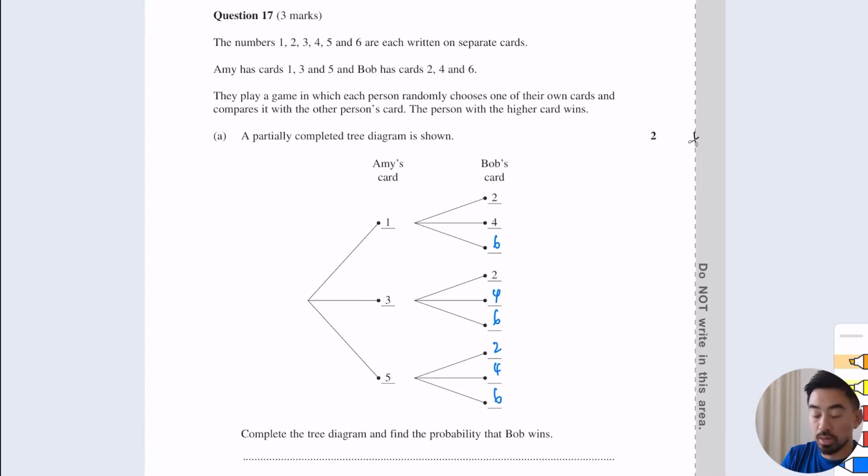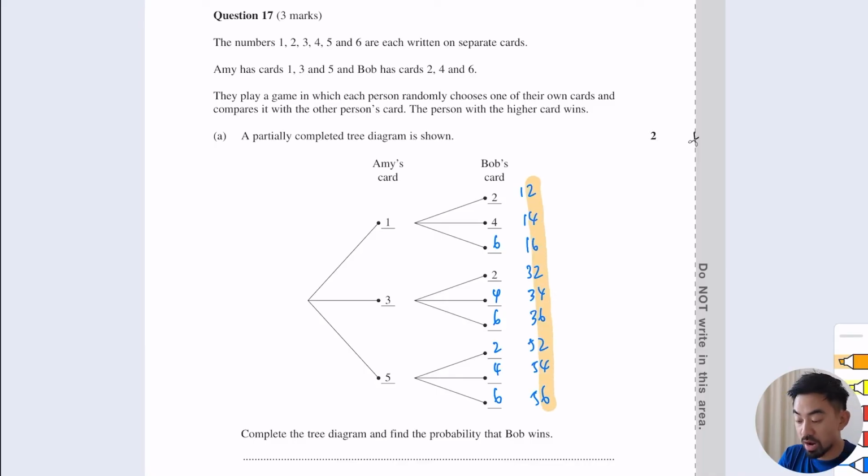Okay, so I'm going to list out the sample space over here. 1, 2, 1, 4, 1, 6, 3, 2, 3, 4, 3, 6, 5, 2, 5, 4, 5, 6. And we want to look at all the cases where the numbers on the right hand side of this column are bigger than the left hand side. So going through this, that's yes, yes, yes, no, yes, yes, no, no, yes. So how many do we have? We've got 1, 2, 3, 4, 5, 6. 6 over 9. That's 2/3. So Bob wins 2/3 of the time.